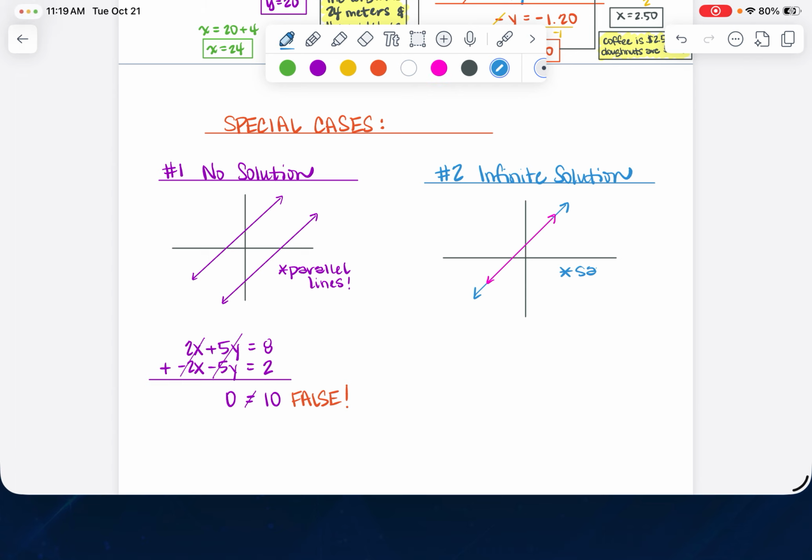So if I happen to graph and I get the same line, then that is infinite solutions because they have all points in common. They're the exact same line. So all the points are in common, therefore infinite solutions.